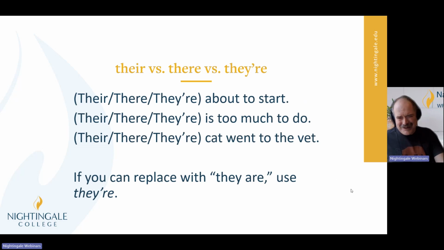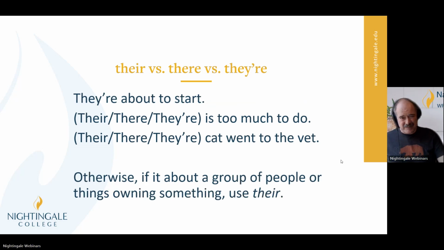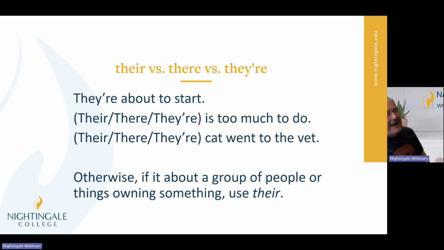They are cat went to the vet. Again, makes no sense. So with the apostrophe, I think works for the first sentence. They are about to start. They're about to start. T-H-E-Y apostrophe R-E. Next, let's say you've determined that it cannot be they apostrophe R-E. How do you know if it's E-I-R or E-R-E?